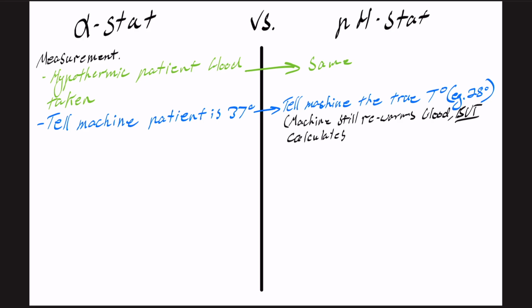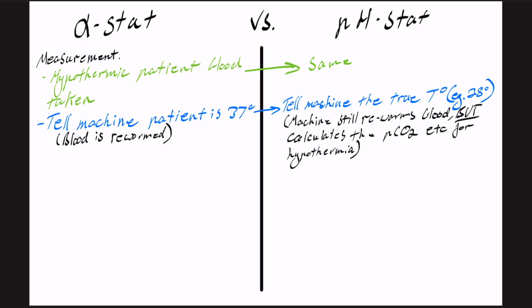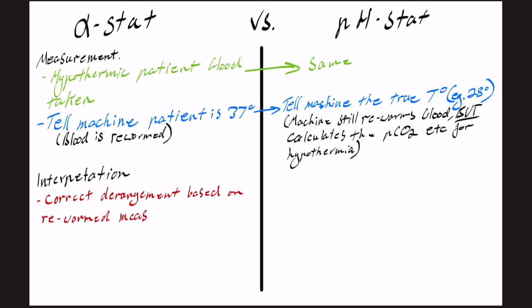Now, all machines warm the blood up to 37 degrees, no matter what temperature you put in. But in the pH stat approach, the machine will then back calculate what the partial pressures and the measurements are, given the patient's temperature that you put in. So then, based on the sample taken from the alpha stat and what's measured once the blood's rewarmed, we would then correct whatever errors or discrepancies there are based on the rewarmed blood.